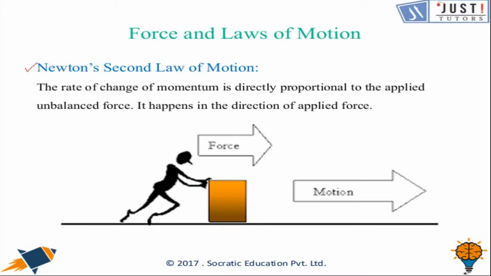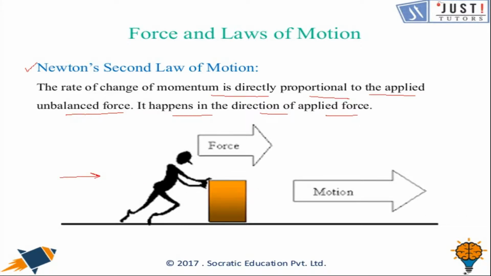From these examples, it is clear that the impact produced by objects depends on their mass and velocity. When we combine the mass and velocity of an object, we get another quantity called momentum, which was introduced by Newton. So the second law of Newton says the rate of change of momentum is directly proportional to the applied unbalanced force. It happens in the direction of the applied force, as you can see in this picture.